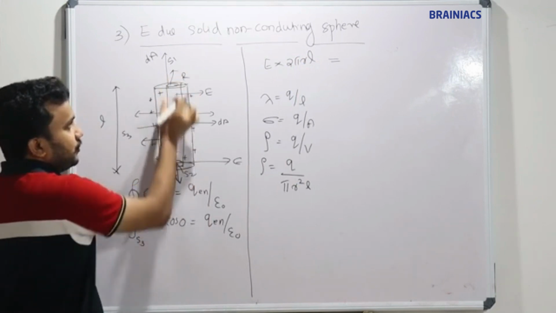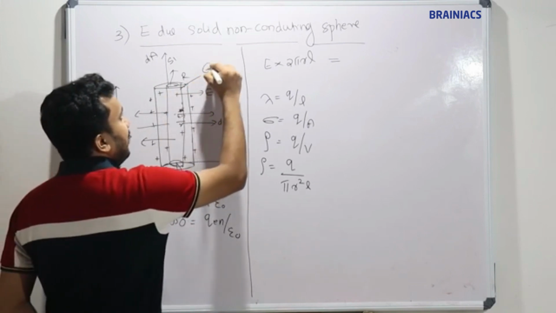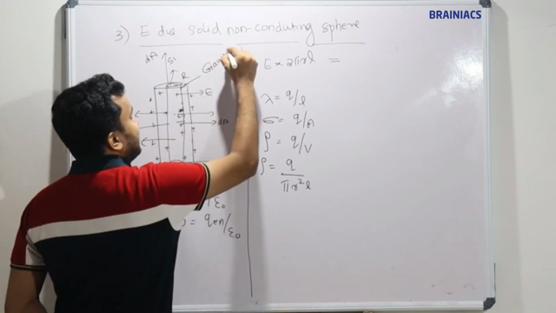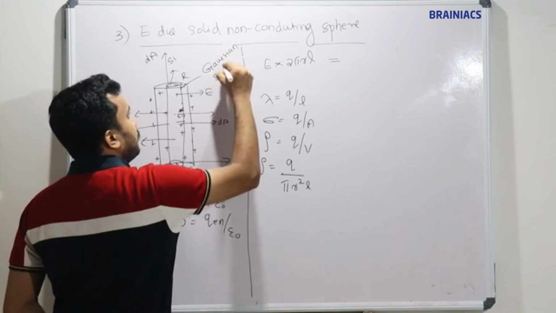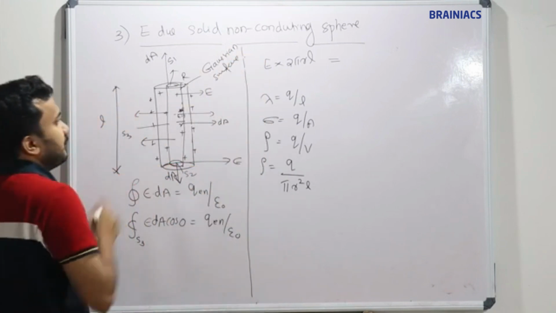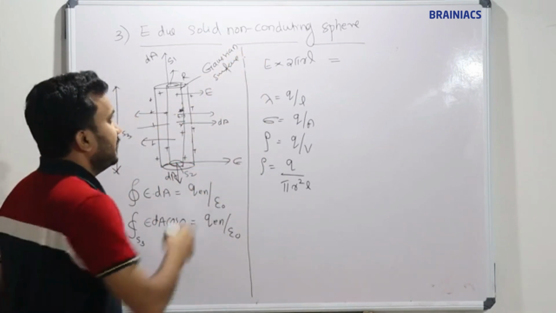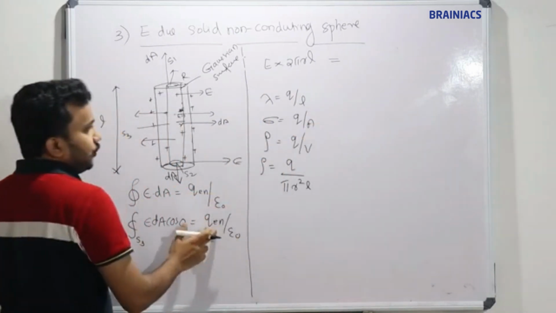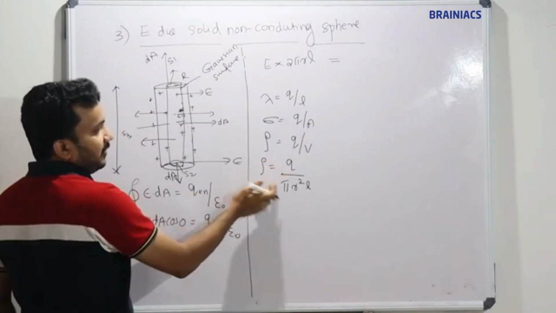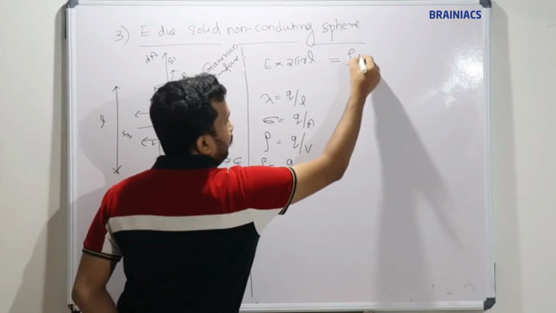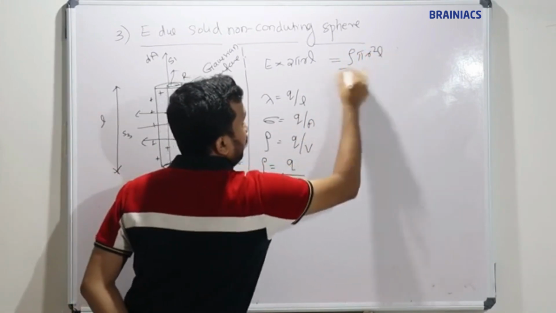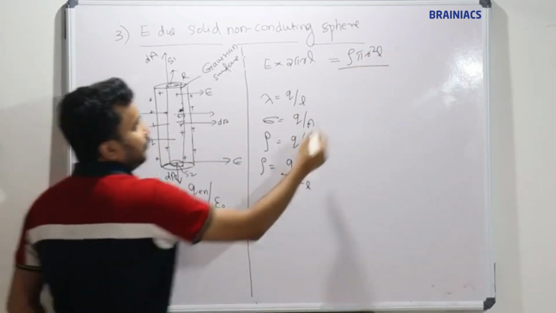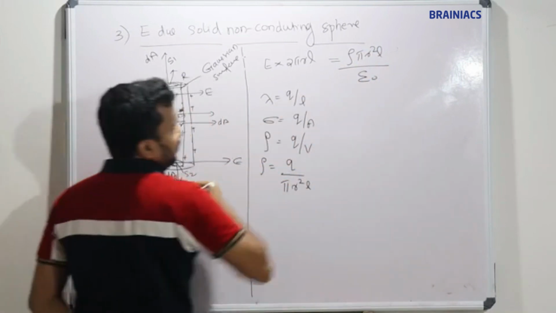This is now our Gaussian surface. The inside one is called our Gaussian surface, because we are going to find the inside electric field. So on the right side we are substituting q enclosed. What is q? How can we write it? Rho into pi r square L, whole divided by, what is coming in the denominator? It is epsilon 0.